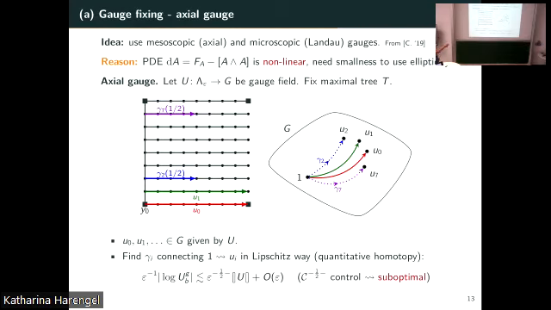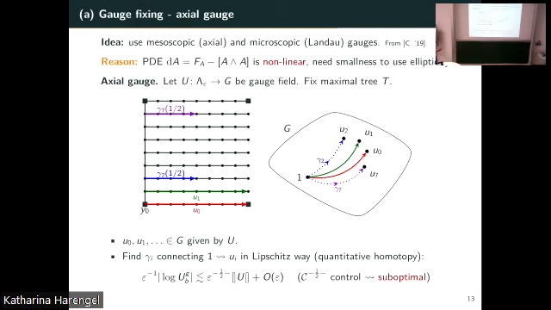And the axial gauge, where U is just equal to the identity on all of these horizontal bonds, is going to be the difference between this final bond here between U1 and U0. So the holonomy at that edge is going to be the difference between U0 and U1. Okay, so in the end, we use quite an elementary lemma from quantitative homotopy. If you know that all of these points are close, you can find paths that are close to each other and connect one to each one of these points.